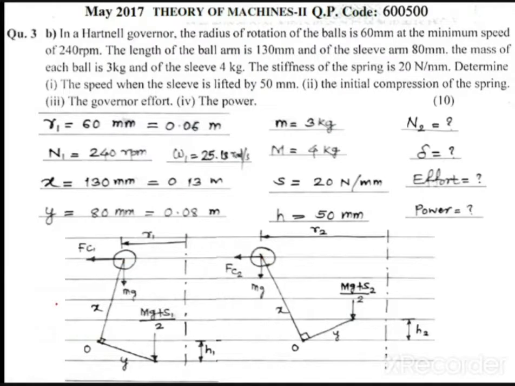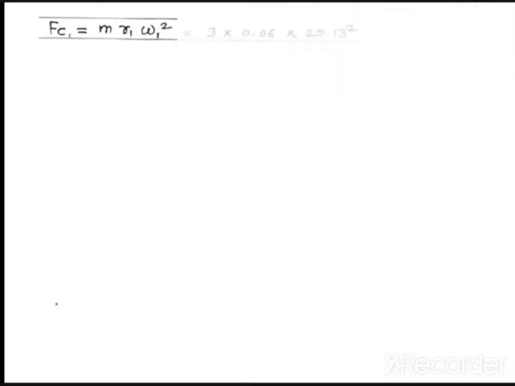Do you have any doubt in the minimum and maximum position diagram of the Hartnell governor? Anybody? Shall I move forward? Okay, let's calculate. Now the calculations are very easy. FC1, M is constant, M R1 omega square.